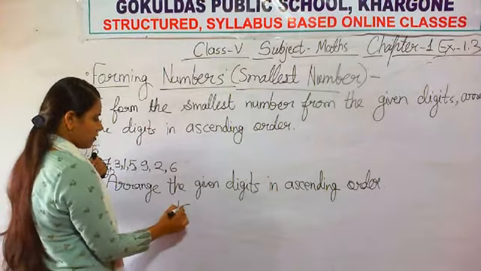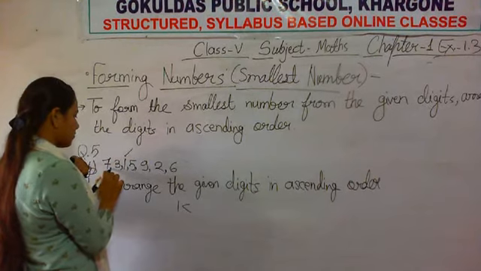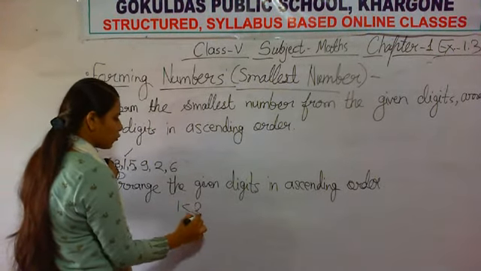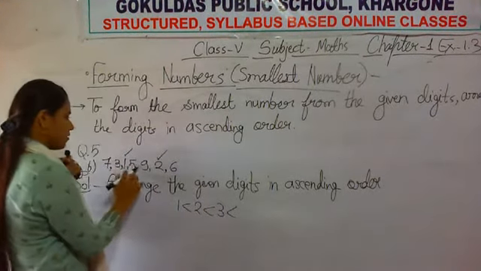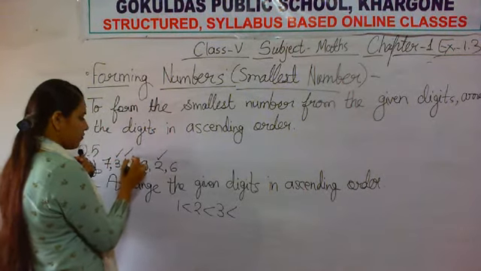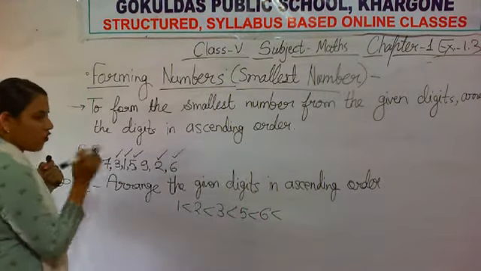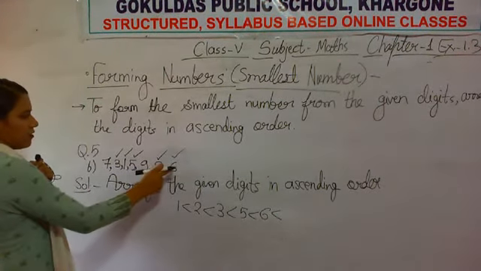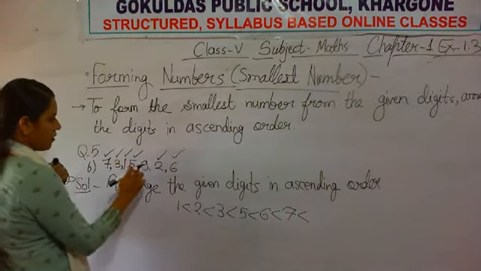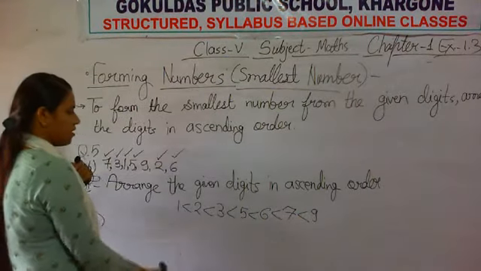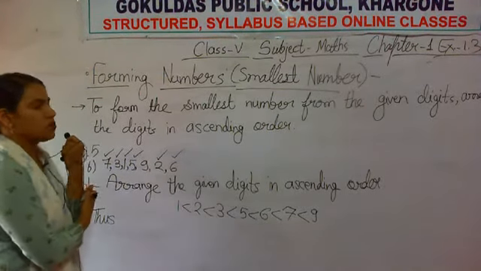1 is the smallest. Then 1 is done. Then which comes out of these given? 2. Then 3. Then 4 is not there. Then 5. Then 6. I am arranging all the given digits in ascending order, right? Then after 6, 7 comes. Then there is no 8. Then 9 is there, so write 9 at the last. Now this is how you get the smallest number.